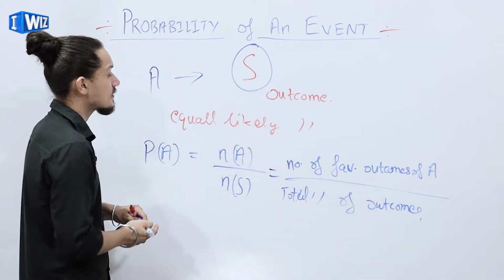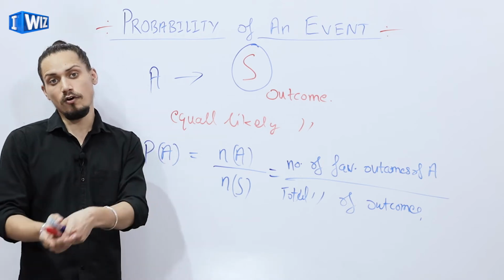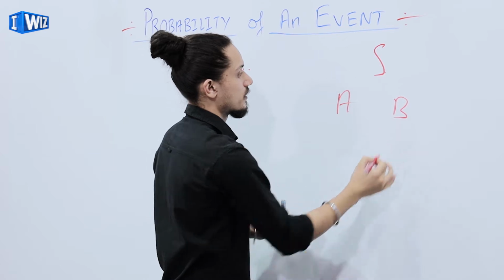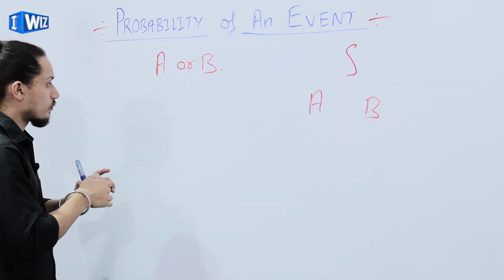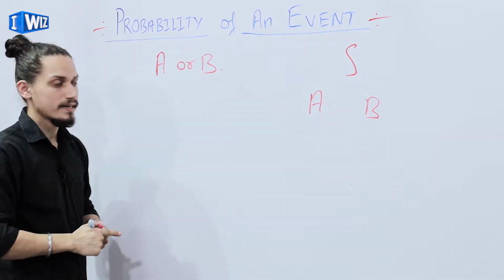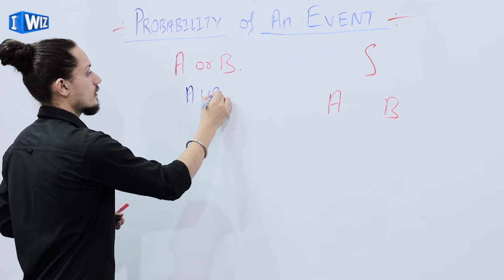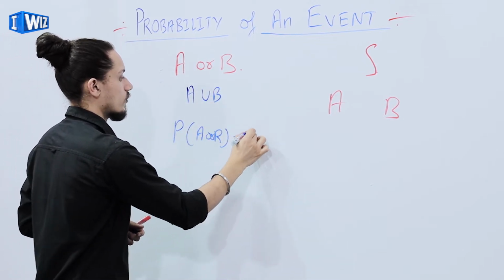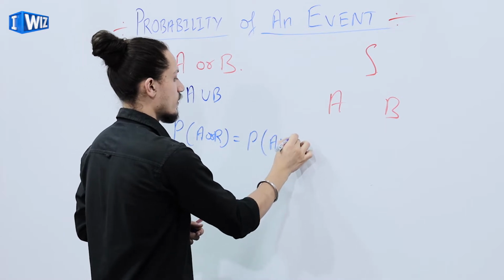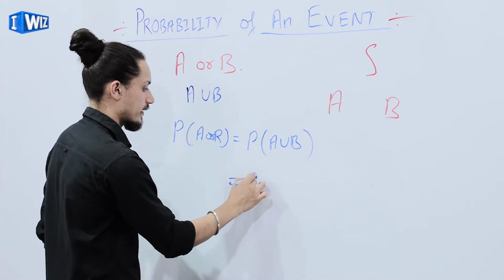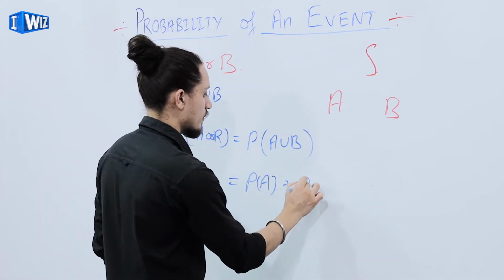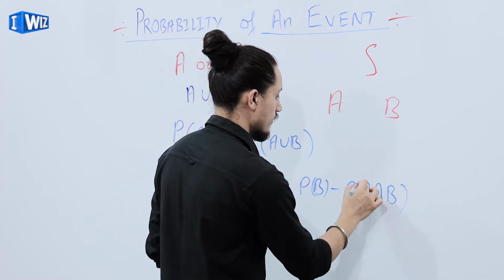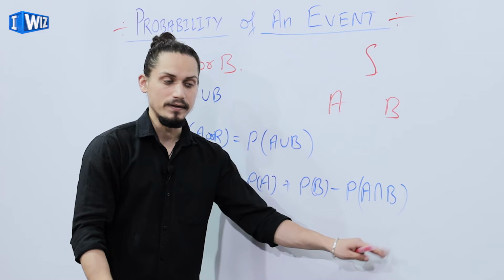Okay, now next is probability of event A or B. Suppose again we have a sample space S and two events A and B associated with this sample space. So the probability of A or B, which implies A union B, is equal to the probability of A plus the probability of B minus the probability of A intersection B, which is the probability of A and B.